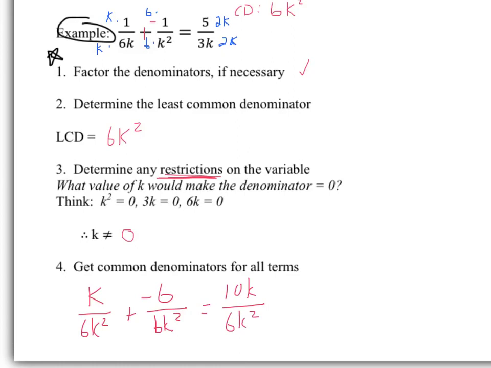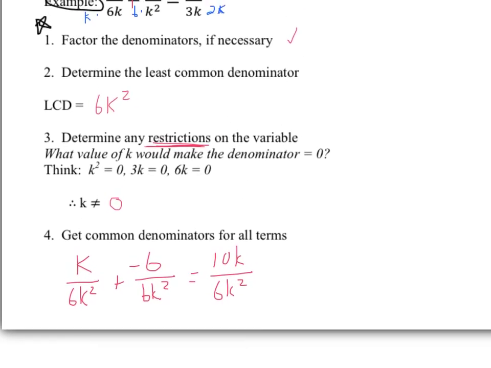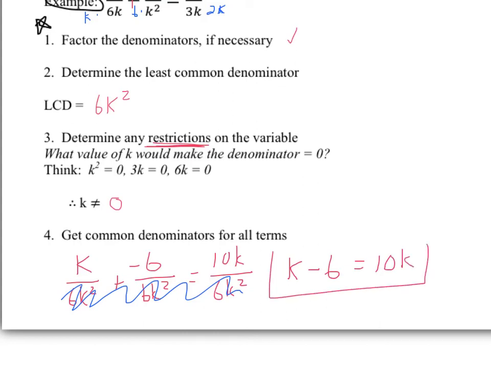Now here's the good news. At this point, when we have a common denominator, we can just get rid of them and take them away, because now it's just a matter of focusing on the numerators. And this is now our problem.